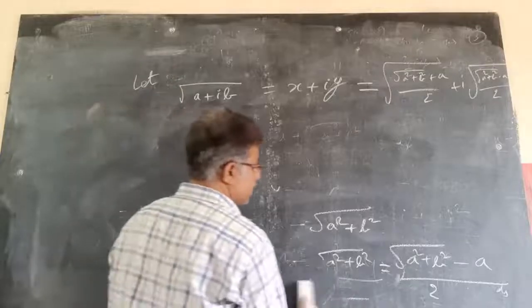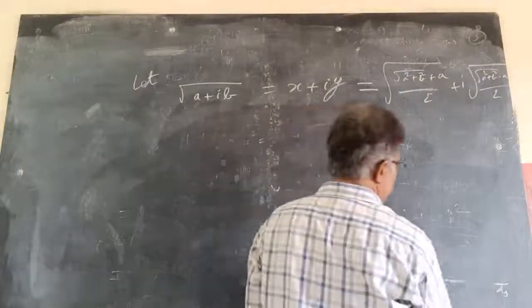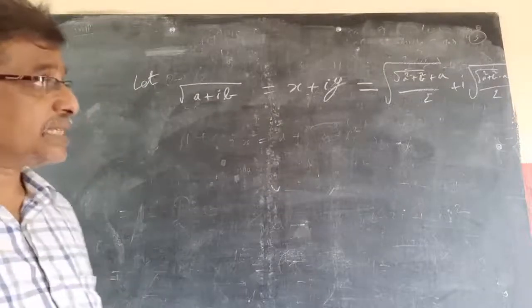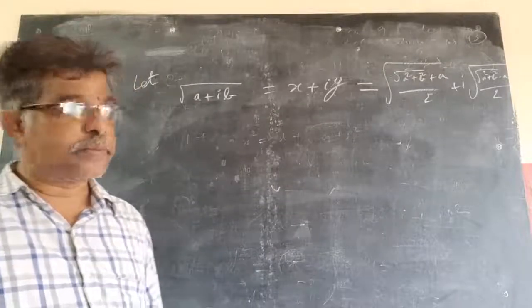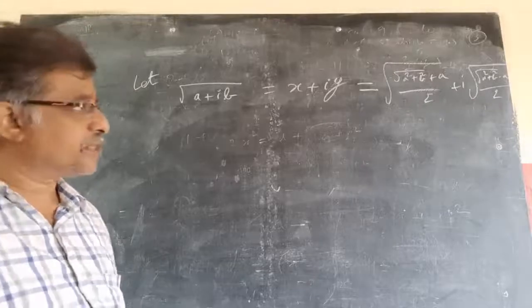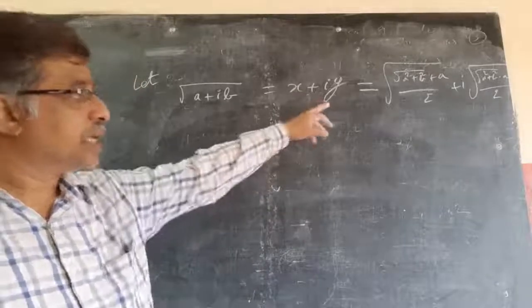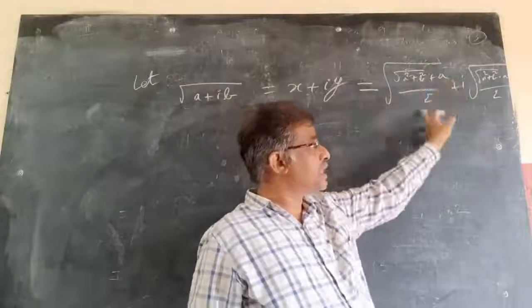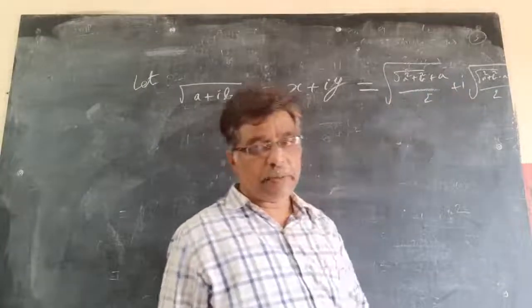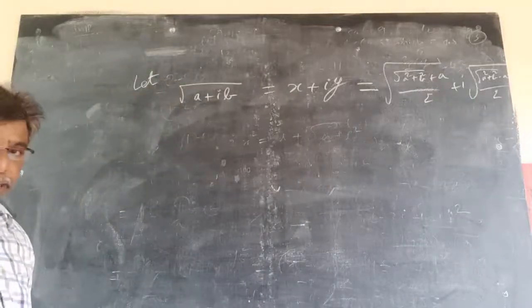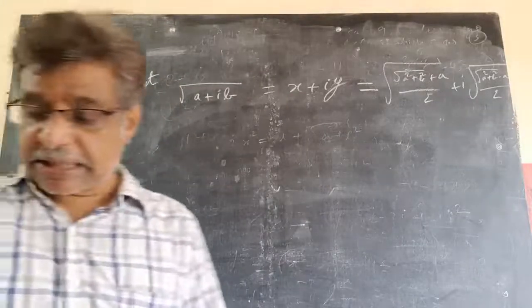So the root of a plus ib value is the square root of a square plus b square plus a by 2, plus i into the root of a square plus b square minus a by 2. One simple thing to remember: the root of a square plus b square plus a by 2, and then the root of a square plus b square minus a by 2. Like this we can find the square root of a complex number.